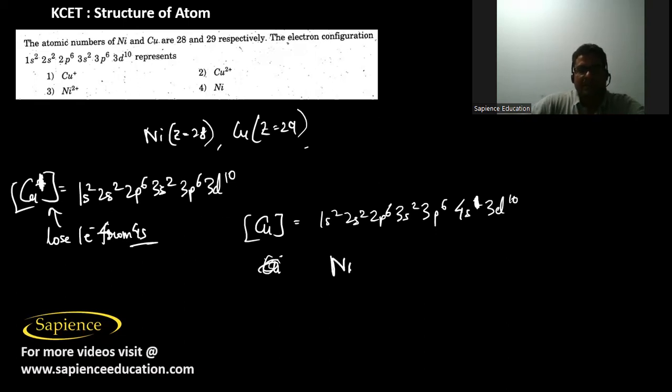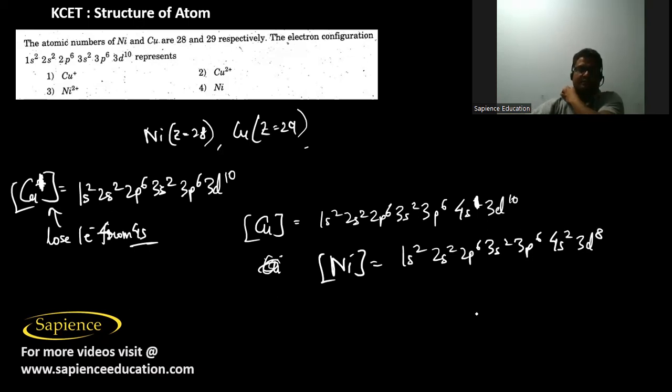For nickel, the electronic configuration will be 1s2, 2s2, 2p6, 3s2, 3p6, and then 4s2, 3d8. So Ni2 plus will be 3d8. So option 1 is the correct answer.